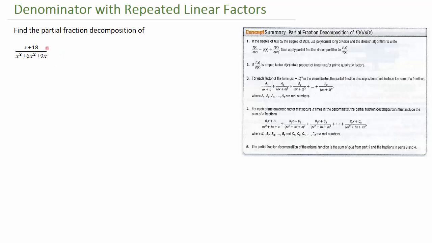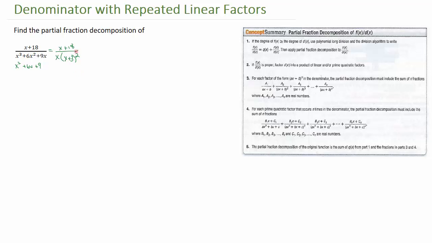First off, we decide, is this proper or improper? This is a proper rational expression because the degree of the numerator is less than the degree of the denominator. So our next step is to factor our denominator. So we get x plus 18 over, we can take out a common factor of x, and we'd be left with x squared plus 6x plus 9, which turns into x plus 3 times x plus 3, or x plus 3 quantity squared.